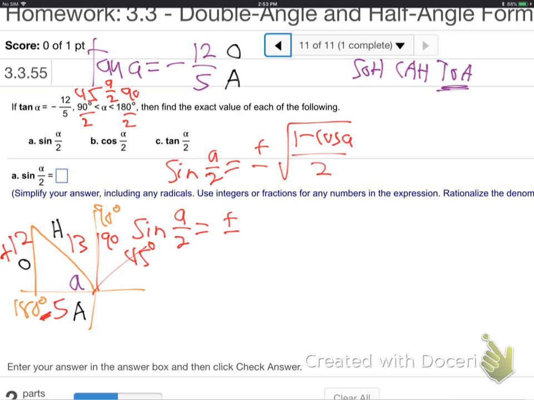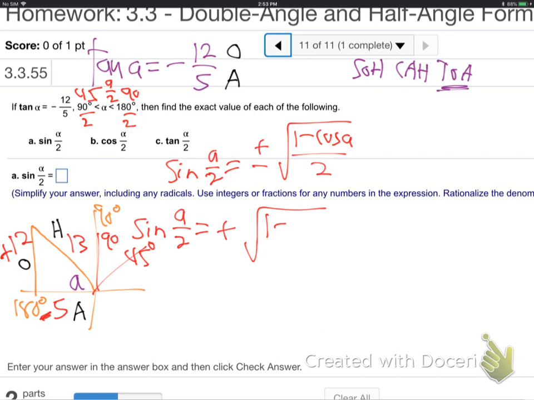Is that making sense? Quadrant number 1. See the difference between A and A over 2? They're asking me for A over 2 in this question. So A over 2 is between 45 and 90, quadrant number 1. Everything's positive in quadrant number 1. So it's going to be positive, the square root of 1 minus the cosine of A.